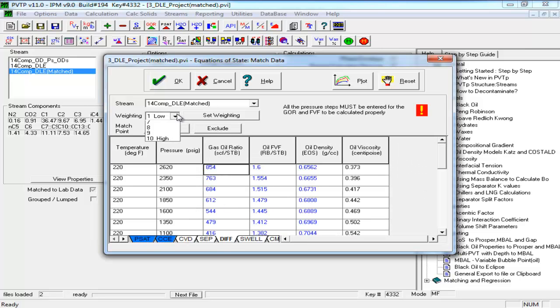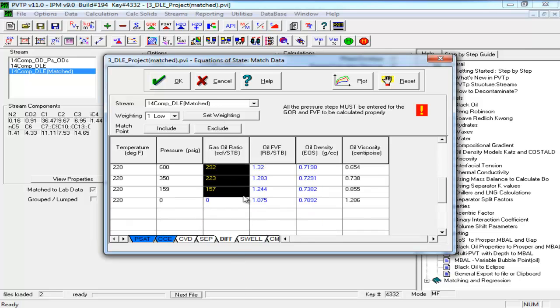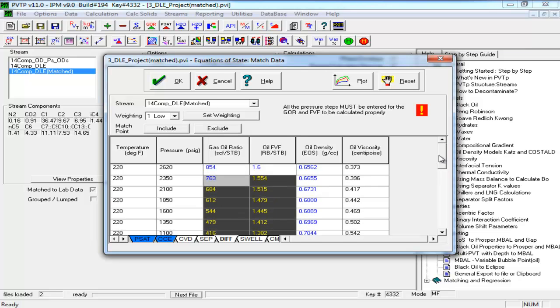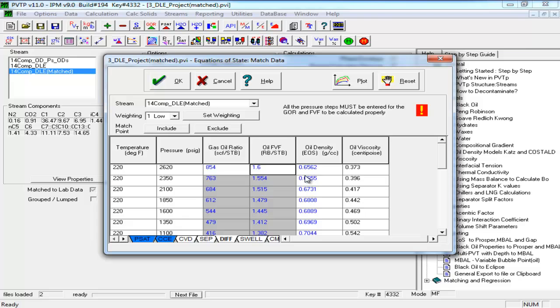So I will give 3 here and 1 here, and I will exclude all of this. I already excluded the other points. And why do we do this? It's not fair to the software to try to keep PSAT matched, which is 1 point for the saturation pressure, with this, which is 10 points. So they will give the same weight for those points or for this point.